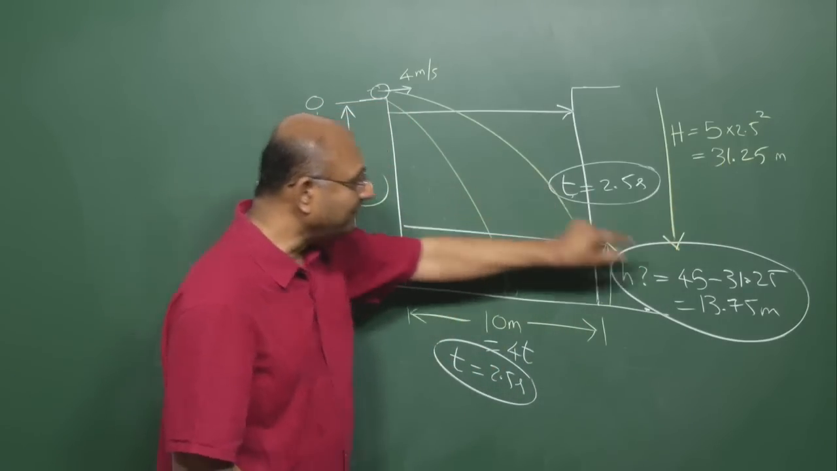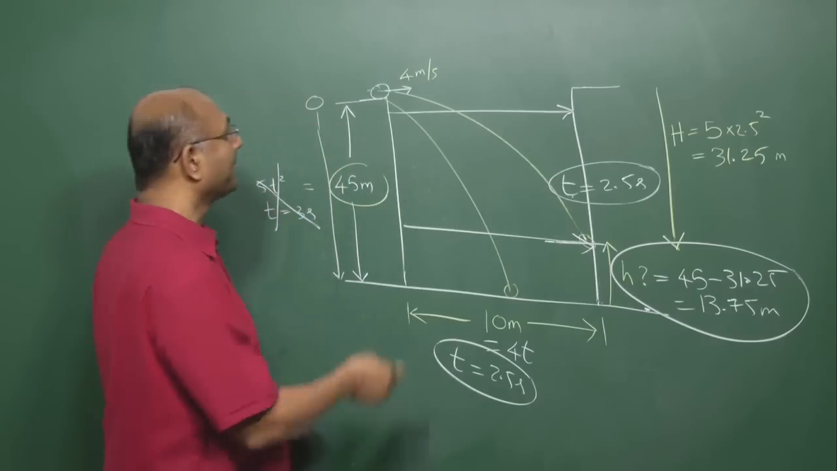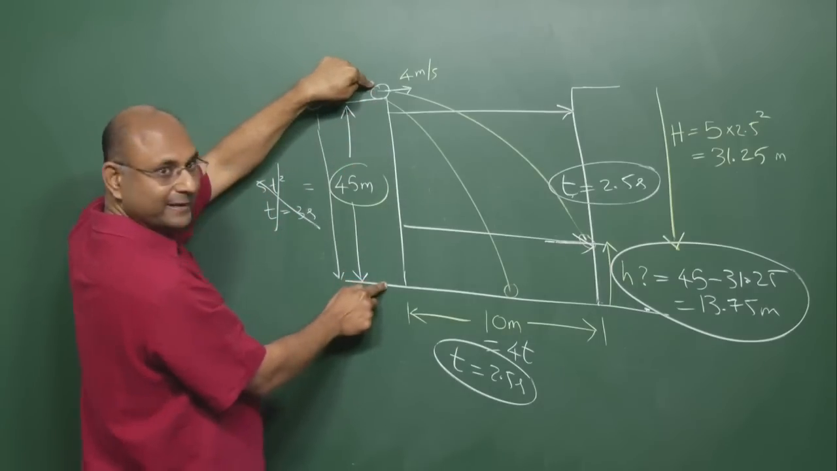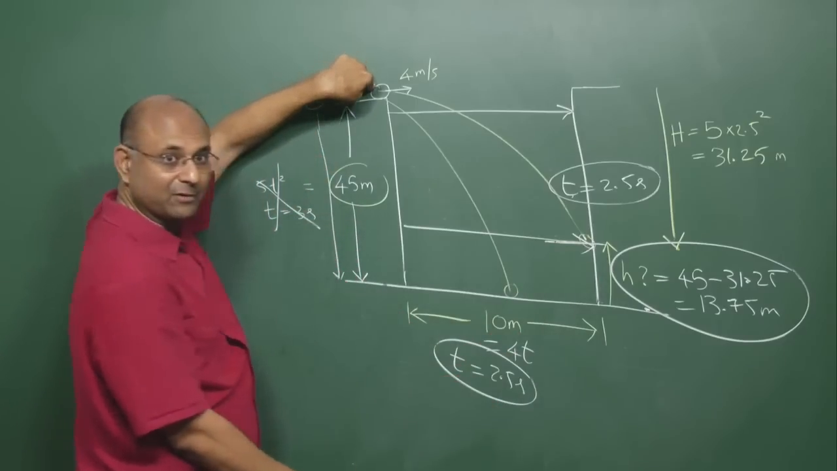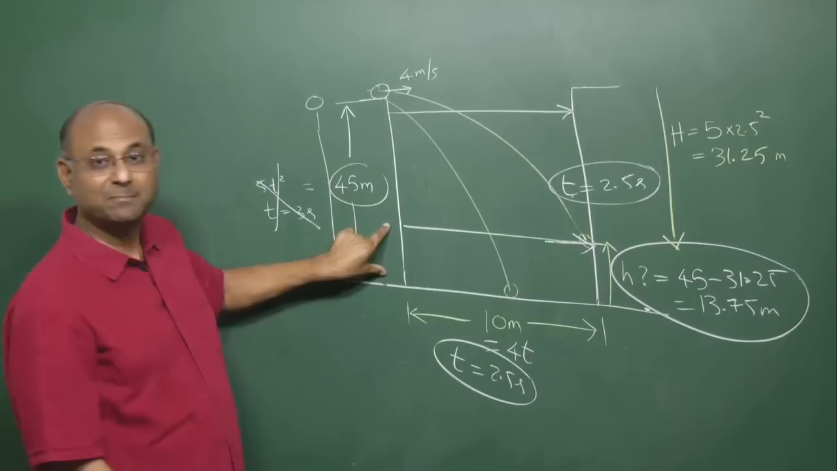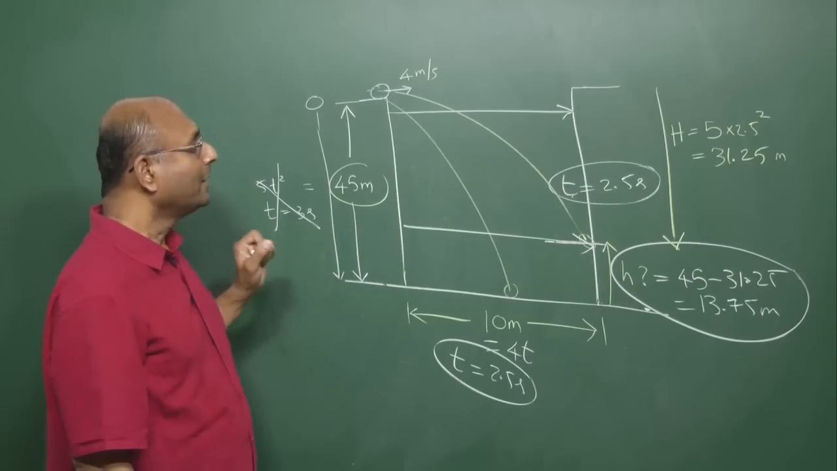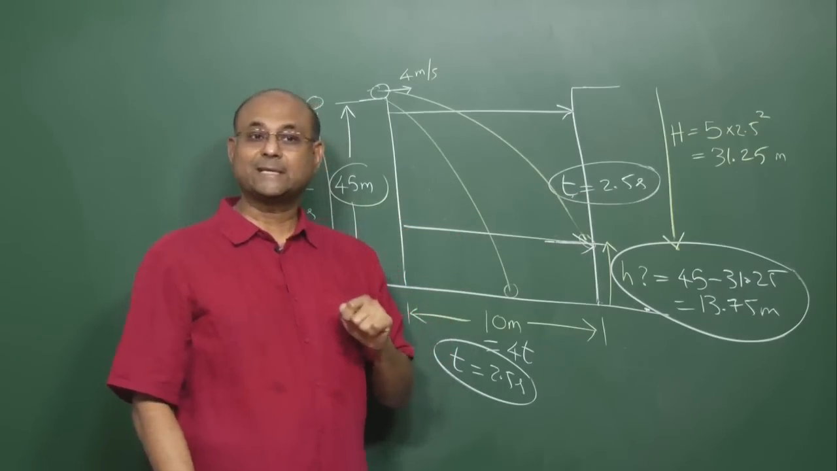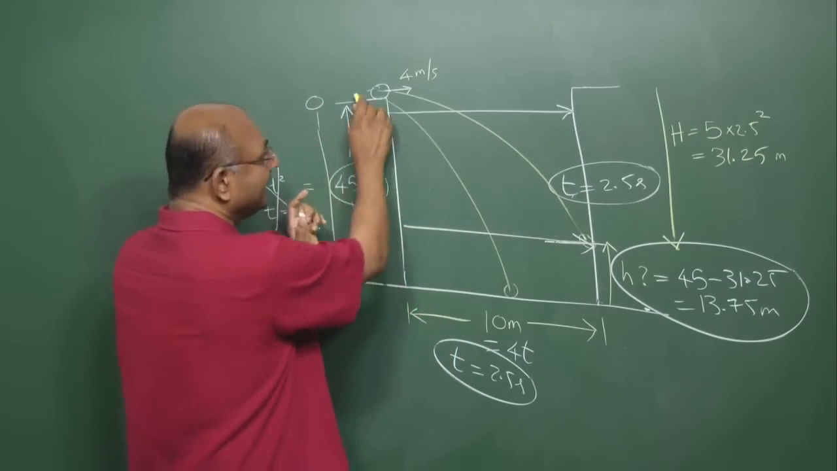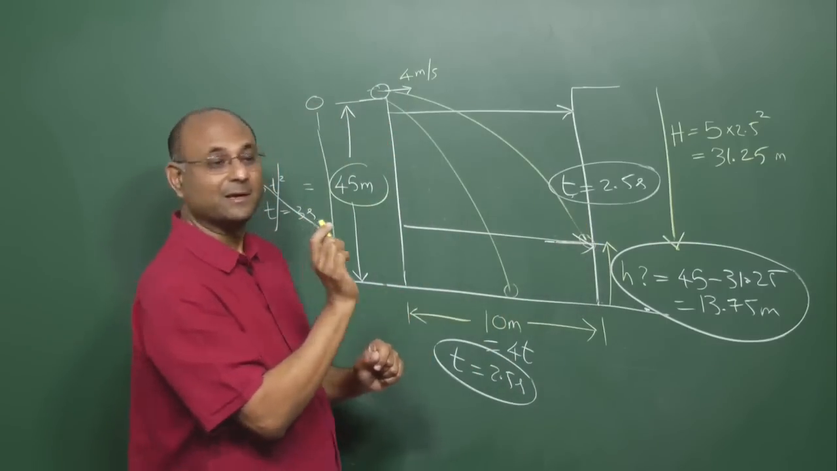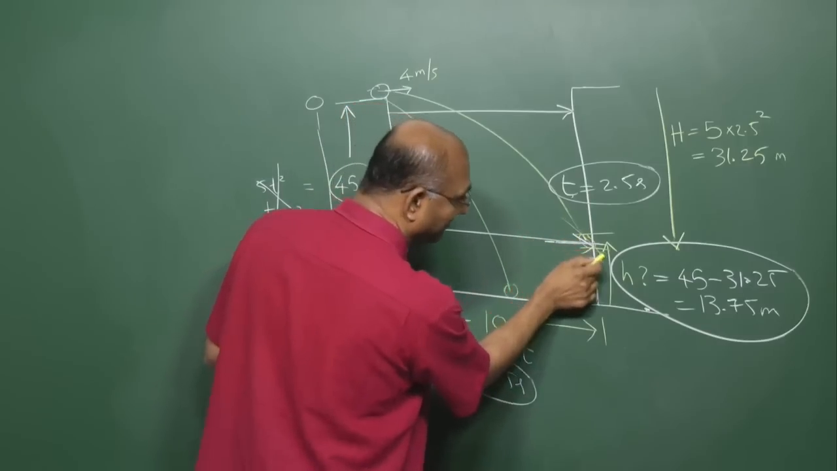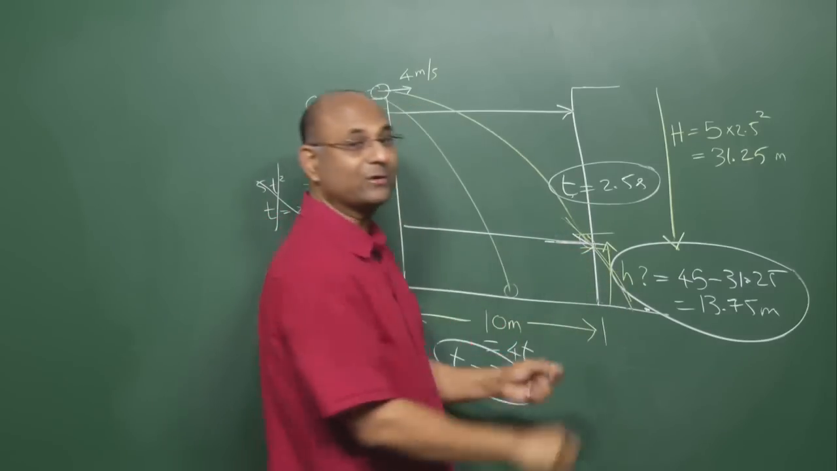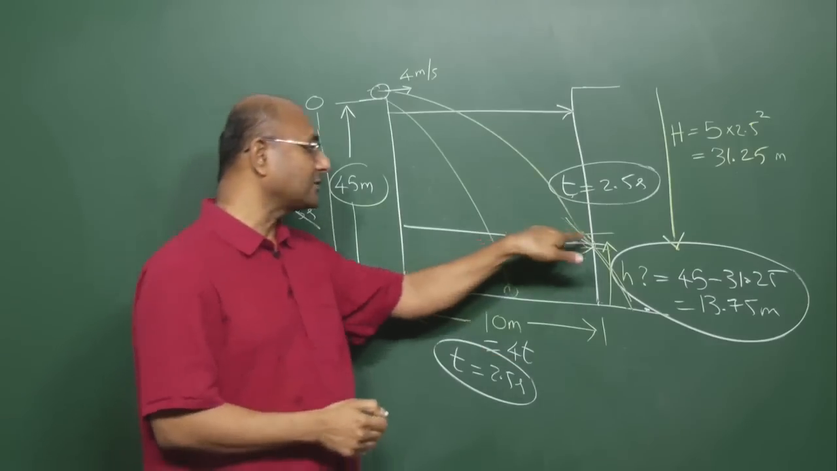Do you understand why we got 45 minus 31.25? Because this height is 45. The height it fell down in 2.5 seconds is 31.25. So that means the balance height must be 45 minus 31.25. Question is, why did it take 2.5 seconds to hit? Because it hits the building here first, before it hits the ground. If I had made a hole here and it could have passed through, it would have gone and hit the ground in 3 seconds. But even before that, it has already hit the building.